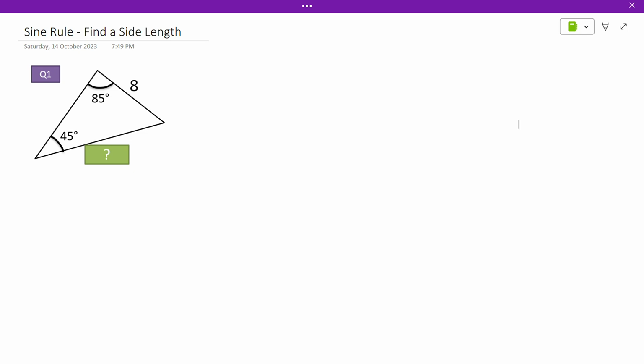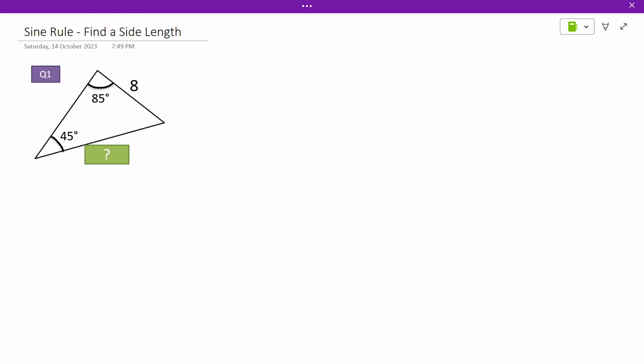Hi everyone, today we're going to be using the sine rule to find a side length. So we've got a triangle here, it's not a right angle triangle, so that's why we're using the sine rule. And we are trying to find this unknown variable down here.